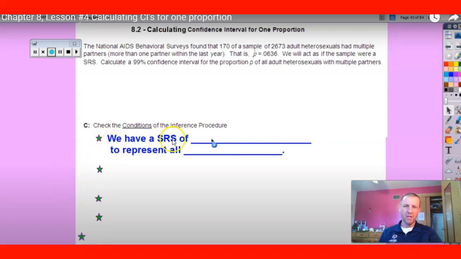As far as randomness, well, it says up here as an SRS. So we say, we have an SRS. It was truly random. We have met the condition of randomness there, right? So that's solid. Now, Mr. G has his students write out, we have an SRS of this many out of this that represents that. In Darren's book, if you look in our book, Darren says, you can state, it was stated in the problem that it was an SRS, so we have our randomness, so that's okay. The second thing that Mr. G is going to check here is independence.